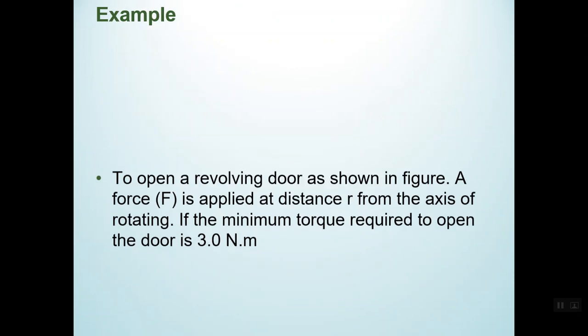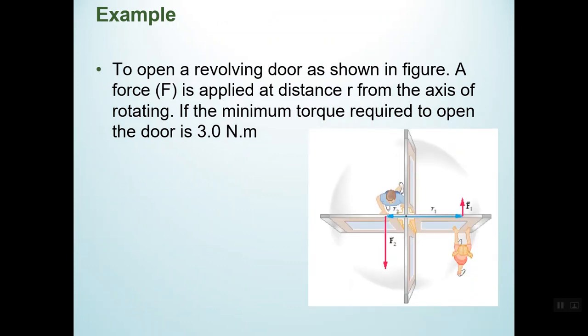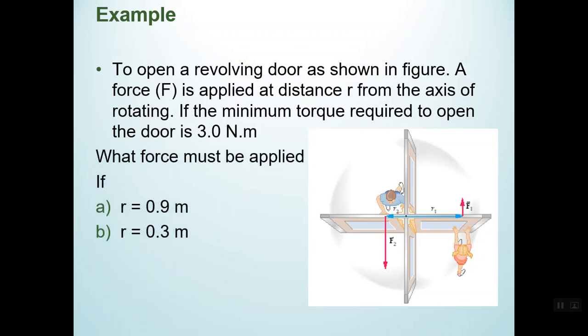For example, to open a revolving door as shown in this figure, a force F is applied at a distance r from the axis of rotation. If the minimum torque required to open the door is 3 Newton times meter, what force must be applied if r is equal to 0.9 meter and if r is equal to 0.3 meter?